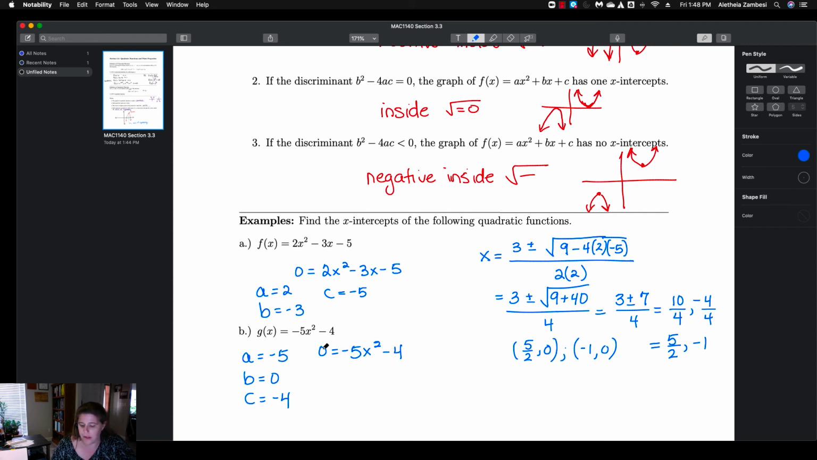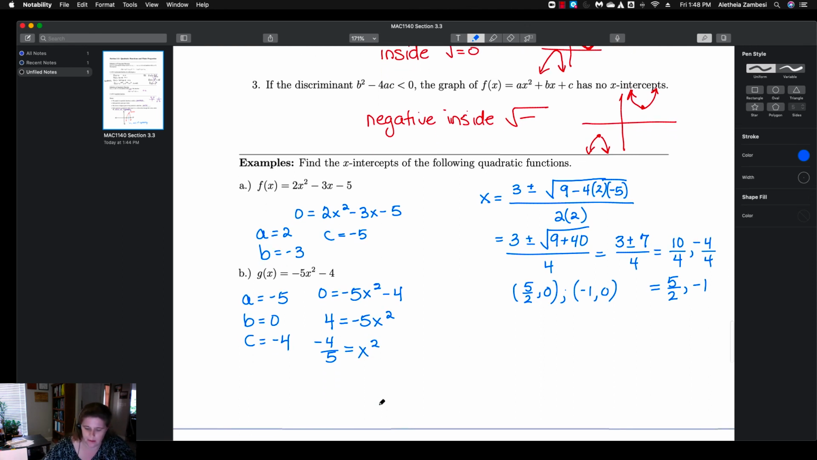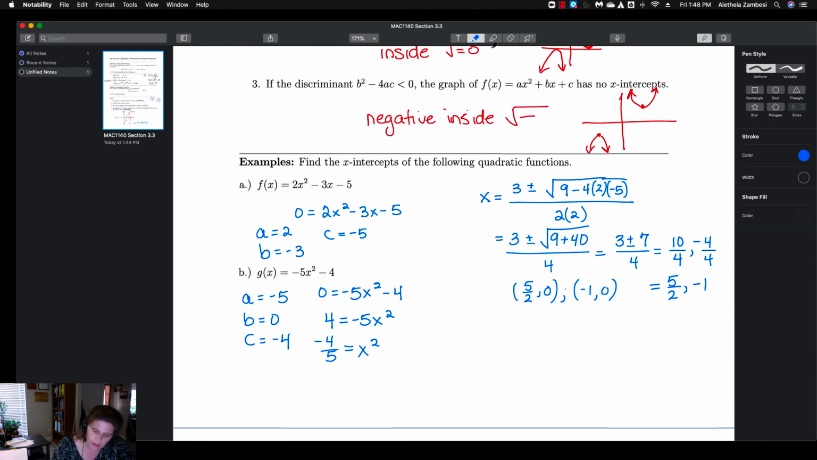I can either use the quadratic or I can solve this one a little more directly. So moving the 4 over, dividing by -5. If I were to take the square root of both sides, what happens is I have the square root of a negative number on my left-hand side. So I can't have a negative inside the square root, so I have no x-intercepts.